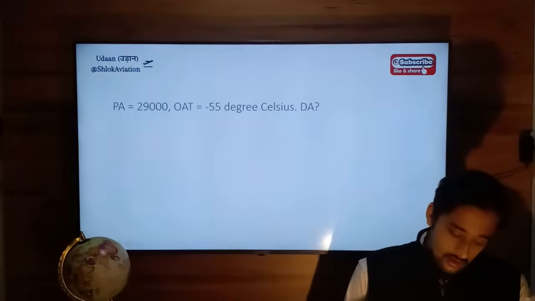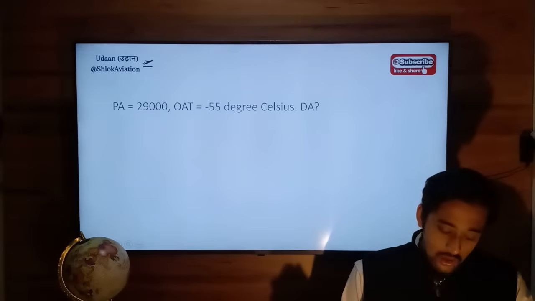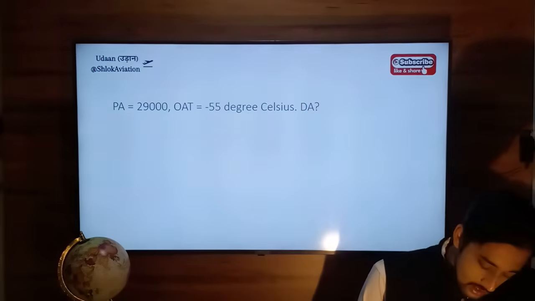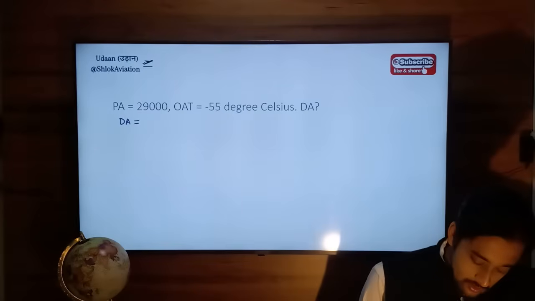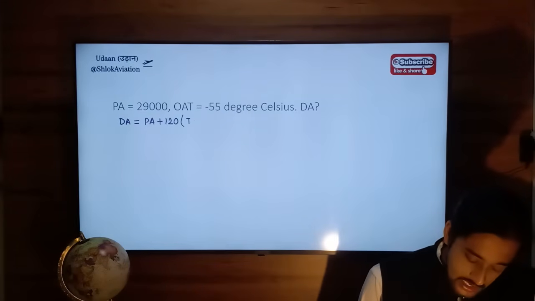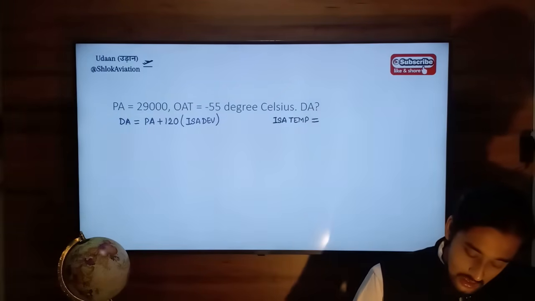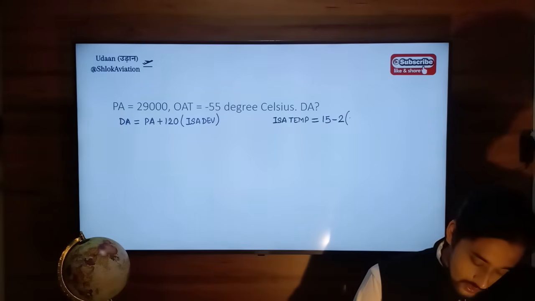43. Pressure altitude is 29,000. Outside temperature minus 55. What is density altitude? Write the formula. Density altitude is pressure altitude plus, now I am taking 120 into ISA deviation. ISA temperature at 29,000 is 15 minus 2 into 29.